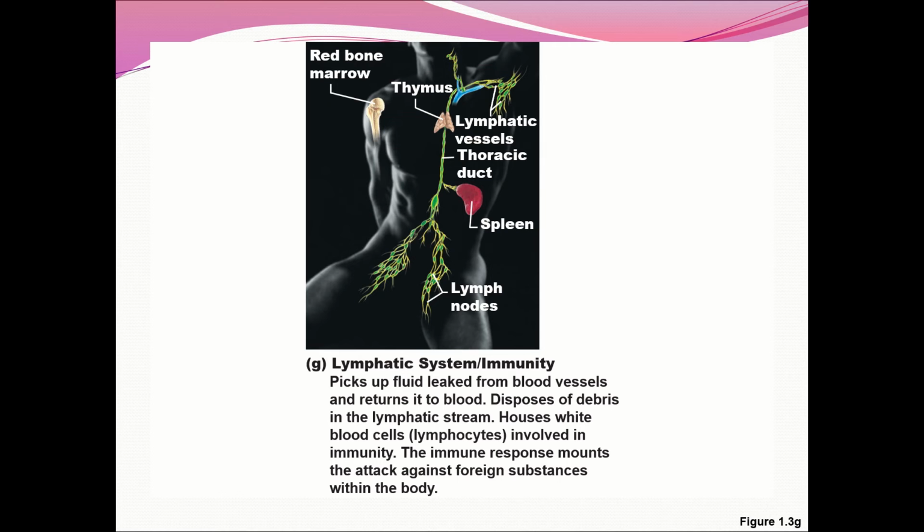The lymphatic system also disposes of debris, and this includes bacteria, dead and dying cells. It houses the white blood cells called lymphocytes that are involved in the immune system response. The immune system response will mount an attack against any foreign substances within the body and helps to protect us against disease and pathogens. So organs of the lymphatic system include not only the lymphatic vessels, but also the thymus, bone marrow, and the spleen.